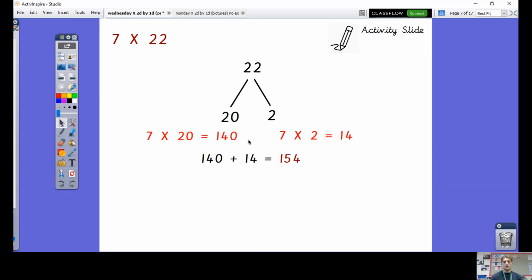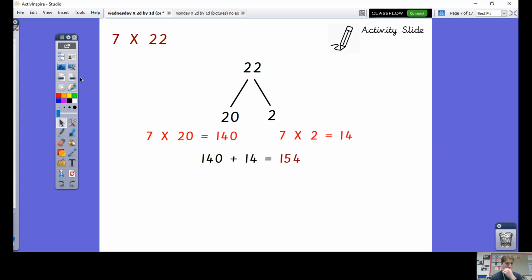These questions we should hopefully be able to do in our heads, or we can use another method that we know through adding to help us work it out. But most of these I think we can do in our head. Right then, well done if you got that right.